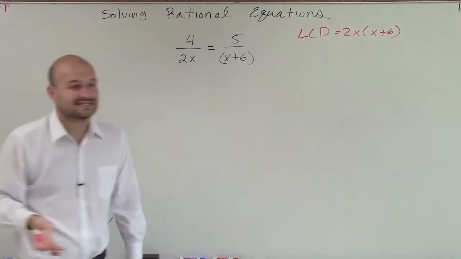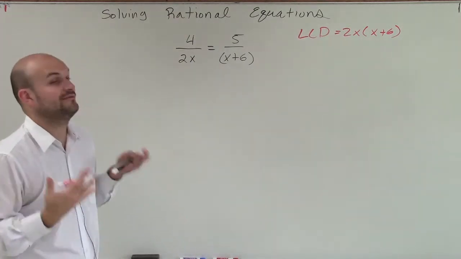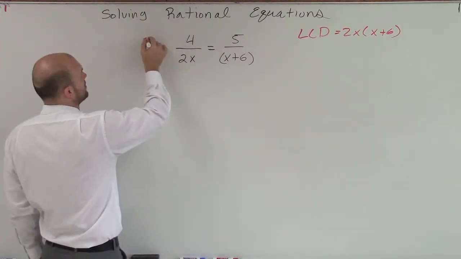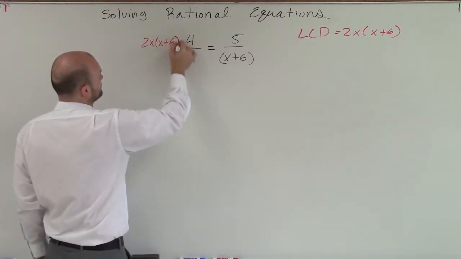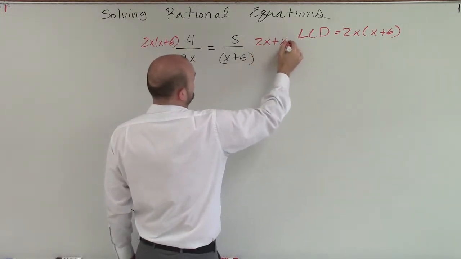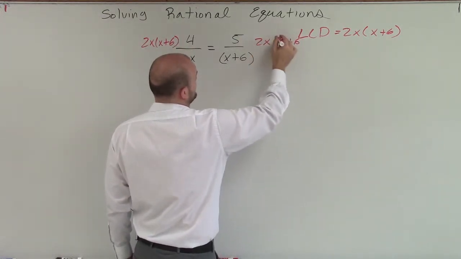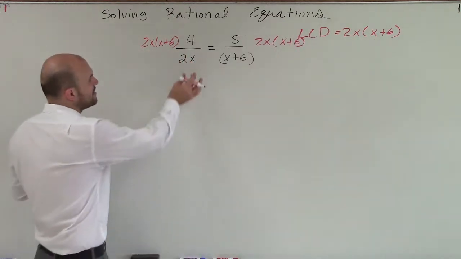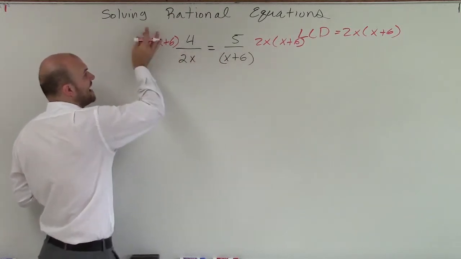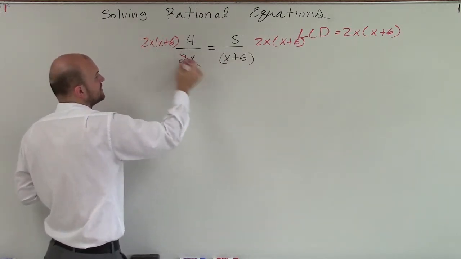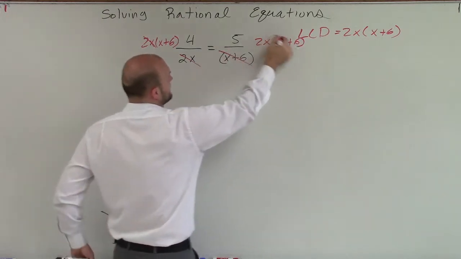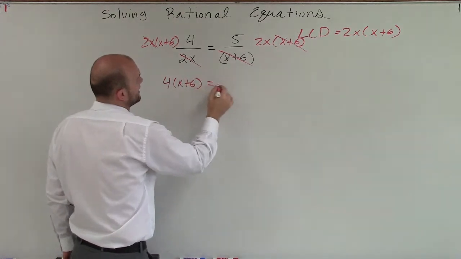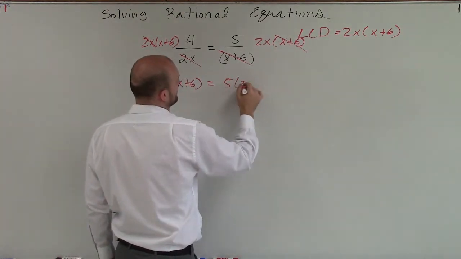Now, if you remember, the next step that we did is we take our LCD and multiply every single expression by that term. So therefore, I'd multiply 2x times x plus 6 times 4 over 2x plus 5 over x plus 6. The reason this eliminates the denominators is that each of my denominators is going to divide into my LCD. So these will divide to 1, and these will divide to 1, leaving me with 4 times x plus 6 equals 5 times 2x.